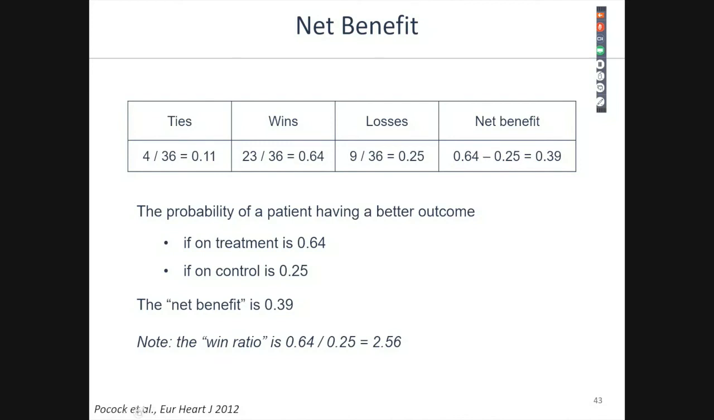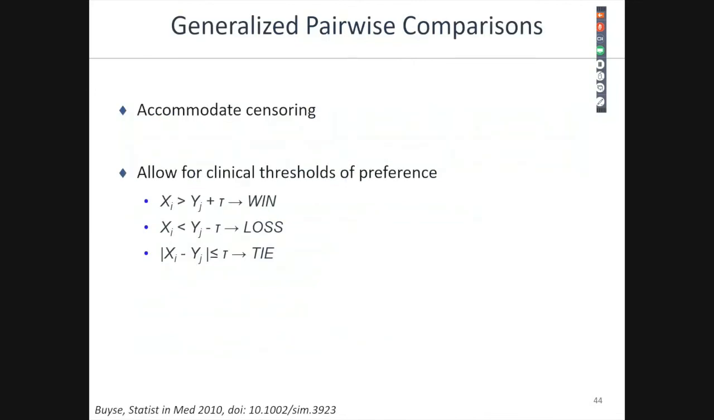A similar concept was proposed by Stuart Pocock in 2012. He defined the win ratio as actually the ratio of the proportion of the winning pairs to the proportion of losing pairs. So this is a completely non-parametric procedure, and in fact it can be extended and it can accommodate censoring. It can also allow clinical thresholds of preference. For instance, you could decide that you will call a pair a win only if the survival of the treated patient is longer than survival of a control patient by some clinically relevant amount tau. So in this case, you could actually make a more fine comparison, taking into account the clinical preference.